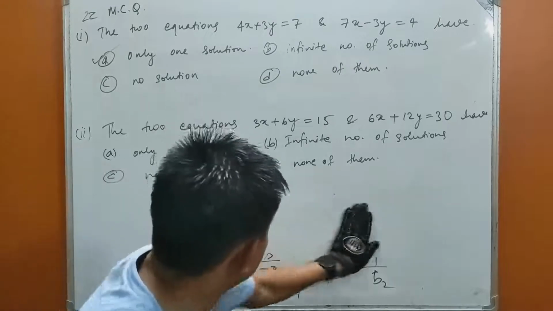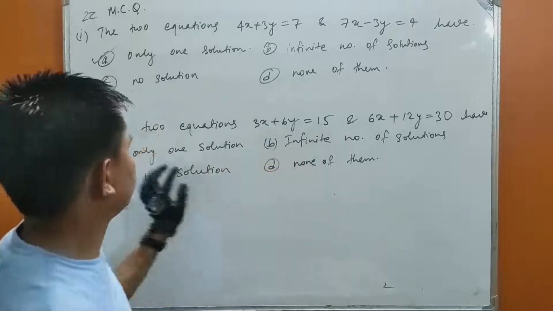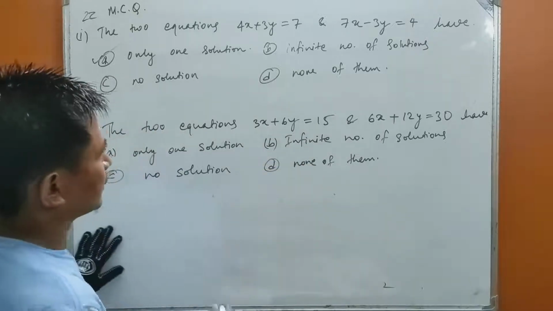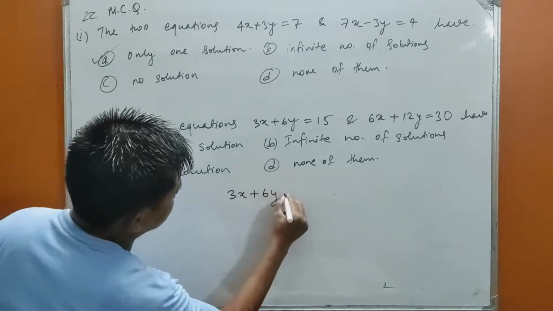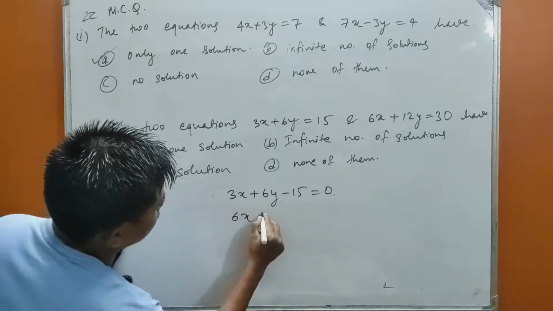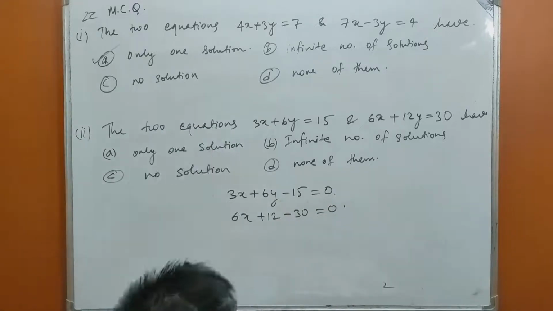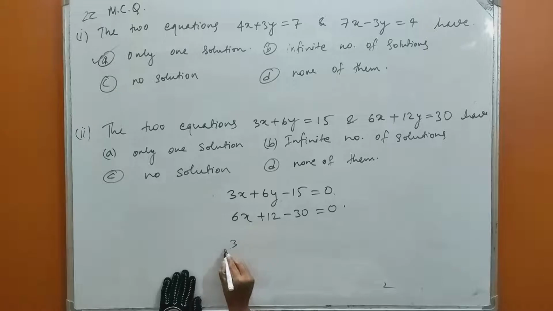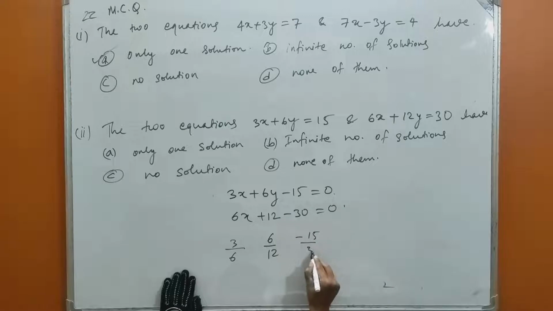Now let us go for question number 2. The two equations, this and this, have how many solutions? These are the options A, B, C, D. Okay, let's check. 3x plus 6y minus 15 equal to 0. 6x plus 12y minus 30 equal to 0, isn't it? So here A1 by A2 is 3 upon 6. B1 by B2 is 6 upon 12. And C1 by C2 is minus 15 by minus 30, isn't it?